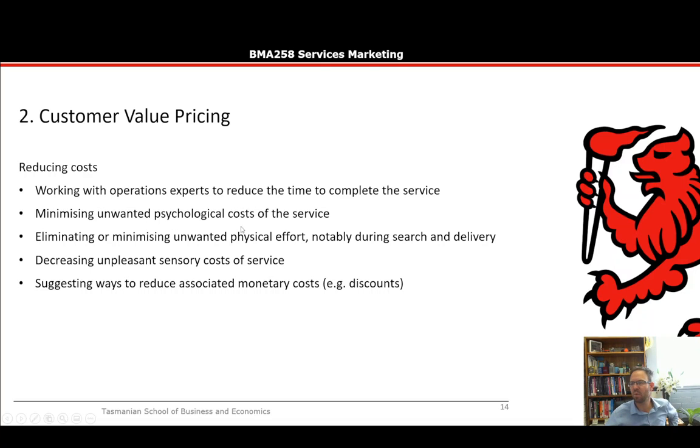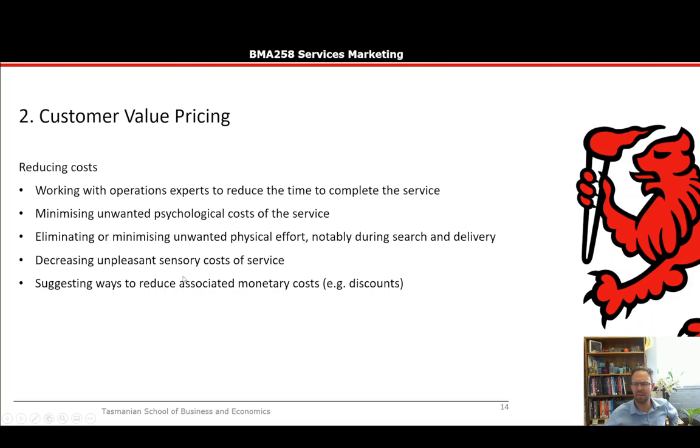So minimising unwanted psychological costs of the service, eliminating or minimising unwanted physical effort, notably during search and delivery. Some services are just physically difficult, just awkward to deal with. Decreasing unpleasant sensory cost of the service.